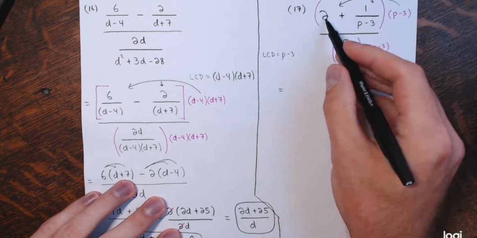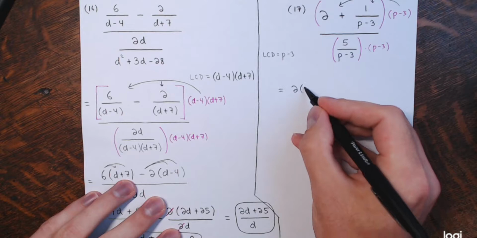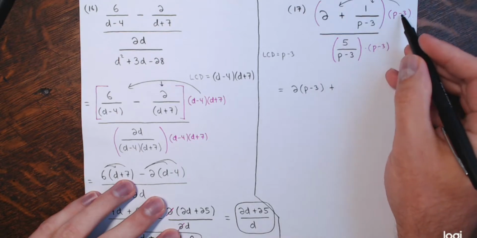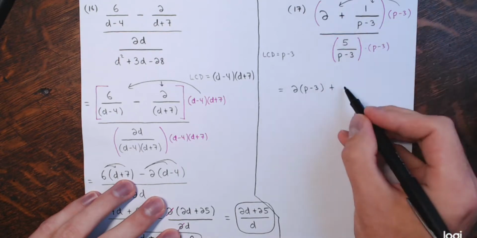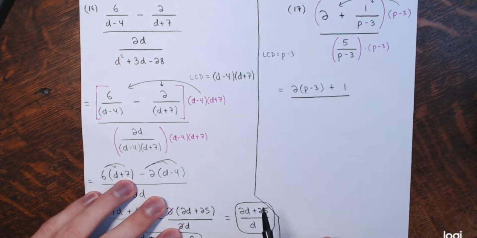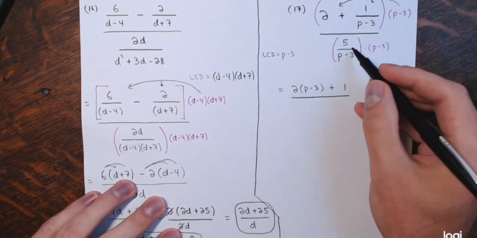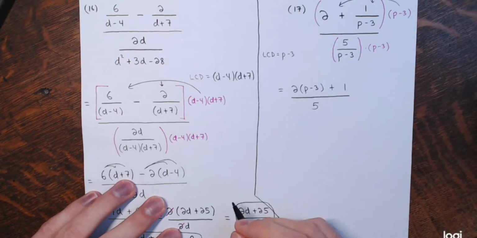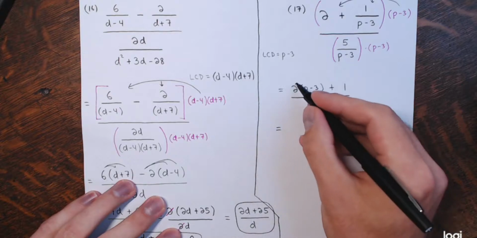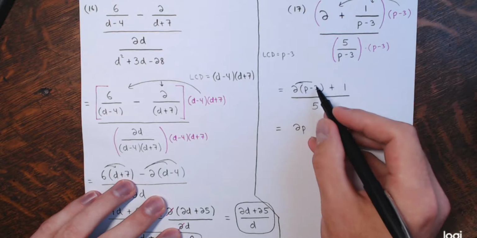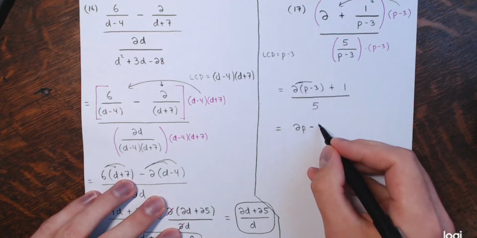I get just 2 times the quantity p minus 3 for the first term. Then we have plus, and then the second term, the p minus 3's would cancel, and I'm left with 1. And we will simplify that in a second. In the denominator, the p minus 3's would cancel, I'm left with 5. Then distributing the 2 here, we have 2p minus 6 plus 1 would be 2p minus 5 in the numerator.